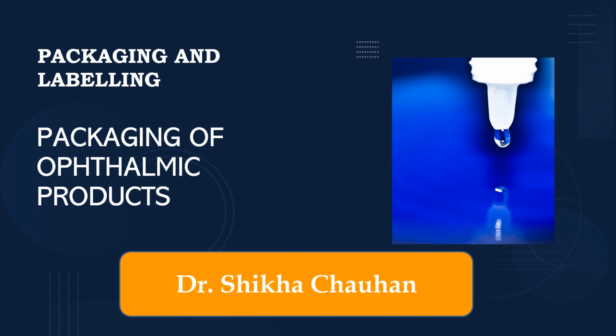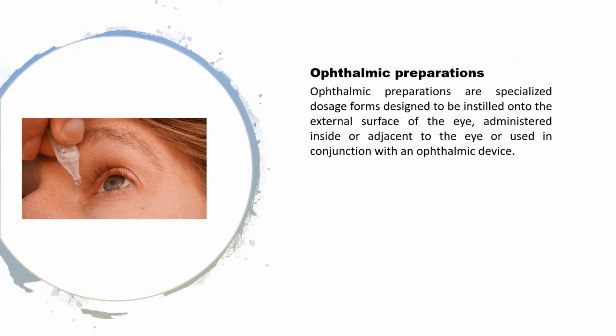Today we are going to discuss another interesting topic about the packaging of ophthalmic products. Let us first try to understand what ophthalmic products are. Ophthalmic preparations are basically specialized dosage forms which are designed to be instilled onto the external surfaces of the eyes, or which are administered inside or adjacent to the eyes, or used in conjunction with an ophthalmic device.